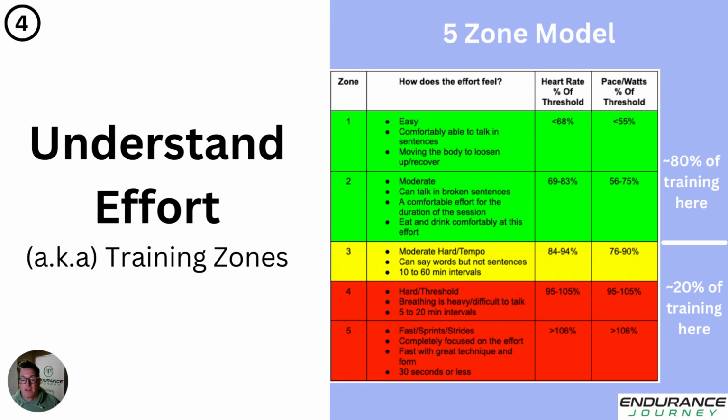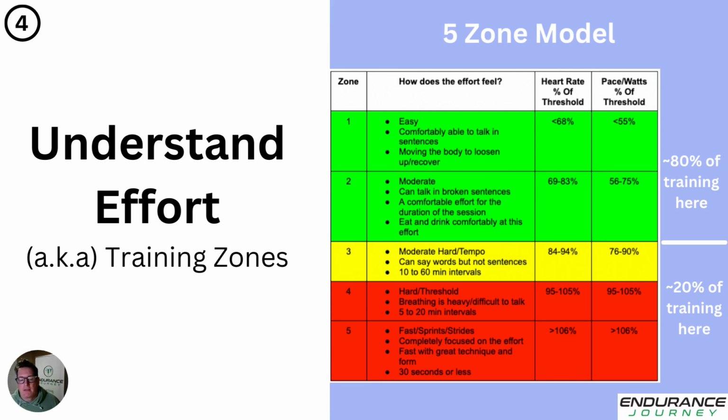So zone 4 would be hard threshold. So that's if we're doing an all-out 5K, for example, in a run, or maybe we're doing a 30-minute or an hour best effort type of bike ride. That would be an example of that type of hard threshold work, or maybe even a 1,500-meter swim would be another one where it's best effort. So when you're working at this effort, breathing is heavy, it's difficult to talk. Most intervals that you do conditioning in this zone is 5 to 20 minutes in length in most cases.